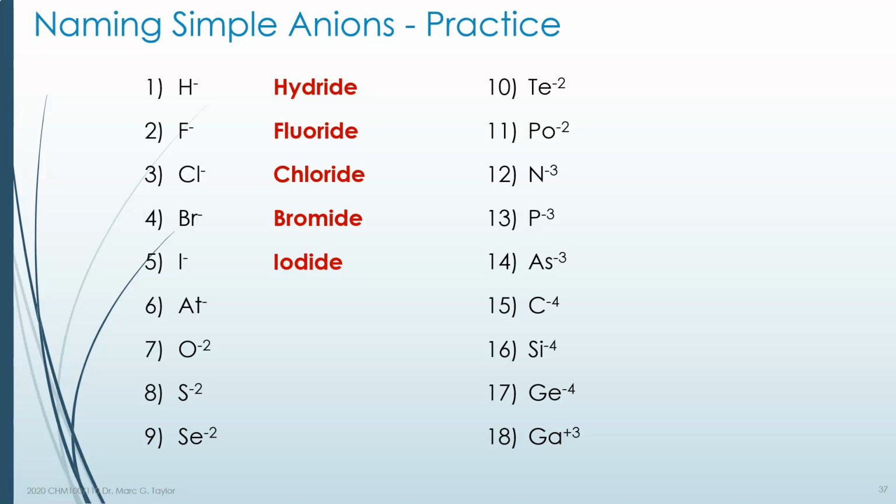And then astatine, that's right below iodine on the periodic table. So you'll notice number 2, 3, 4, 5, and 6 are all halogens. That would be astatide. It used to be astatine, now it's astatide.